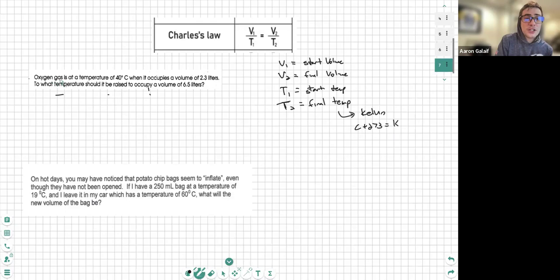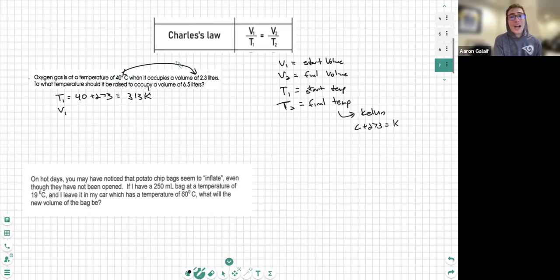First, we have oxygen gas is at a temperature of 40 degrees Celsius when it occupies a volume of 2.3 liters. I stopped there and I realized, hey, that is my T1, that is my V1. So I write T1 equals 40 degrees, but remember, we need to convert that to Kelvin. So we're going to add 273 to 40, and what we're going to be getting is 313 Kelvin.